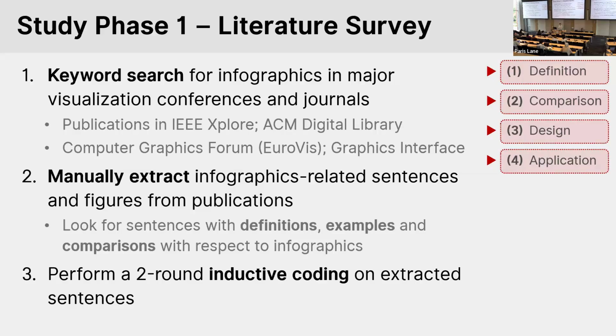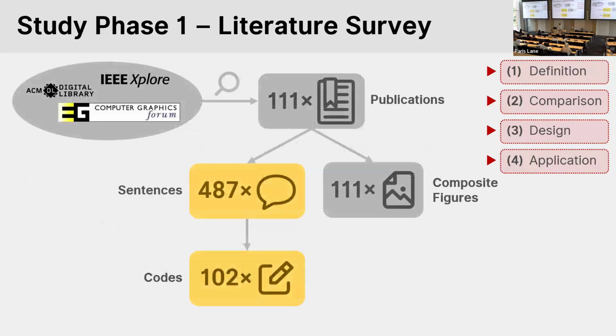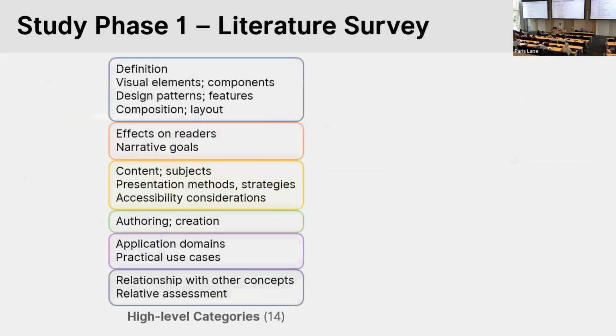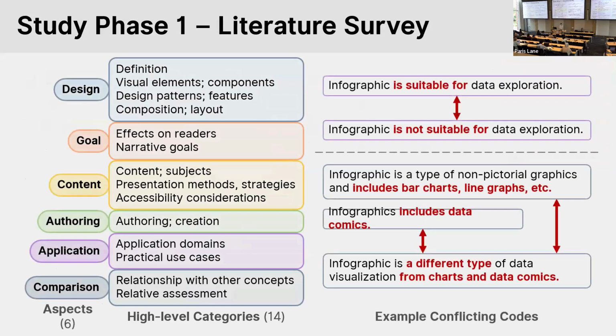Finally, we'll perform a 2-round inductive coding to obtain any emerging theme or connections within these statements. Through this procedure, we extracted a total of 487 statements and 111 infographics-related figures. And based on this sentence corpus, we were able to retrieve 102 different codes. These codes are categorized into 14 high-level categories, each of which describes one of 6 aspects of infographics: design, goal, content, authoring, application, and comparison.